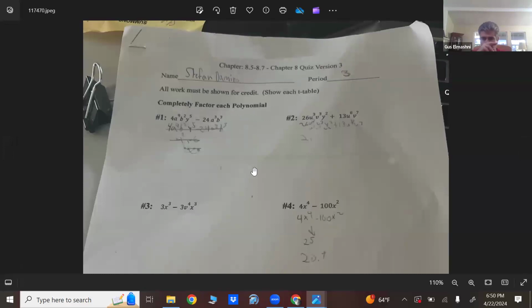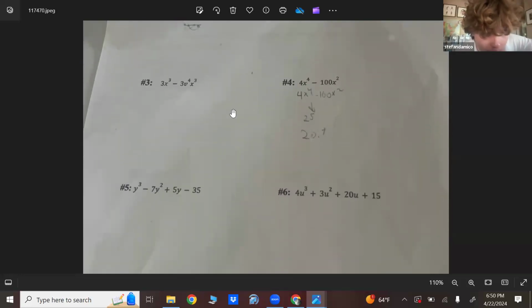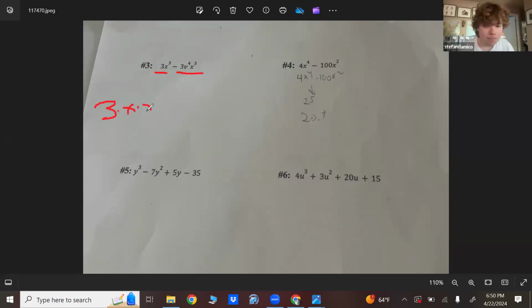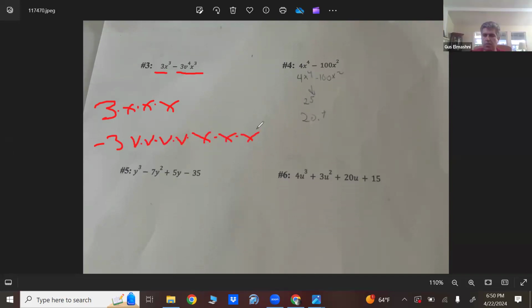Okay, factoring. So always, always, always look for common factors to pull out first. So let's start with number three. That one seems a little more tame. So you have two terms. You have this one, you have this one. So just compare them. That's the first term. Okay, so what do they each have in common?